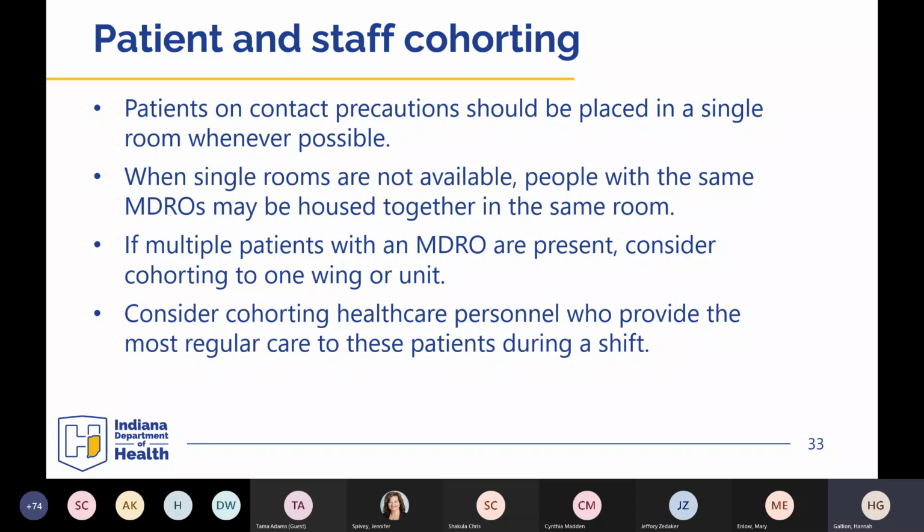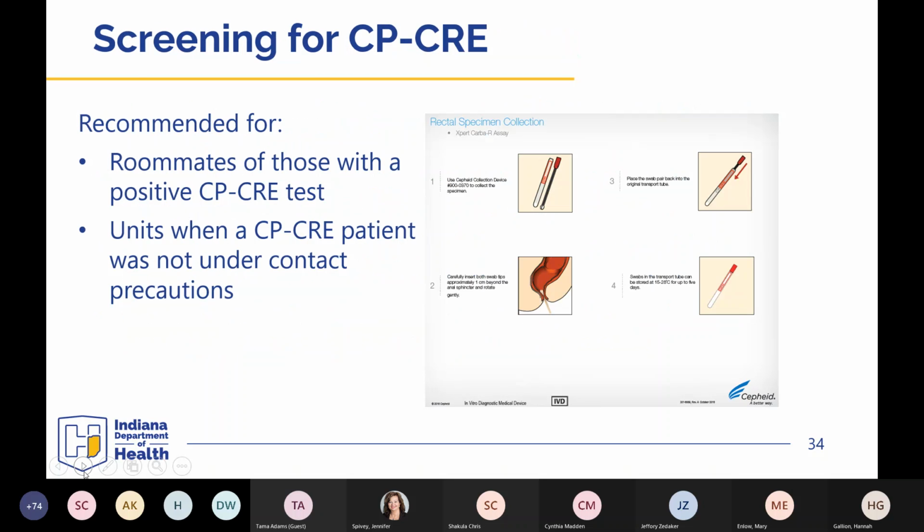With single rooms, you can also cohort within the unit by placing patients with similar MDROs near each other. This helps to limit the staff that are seeing each patient. As I have stated, some MDROs can colonize on the patient and can still be spread. Colonization can occur without the patient showing any symptoms. To stop the spread from colonized patients, it is best to know which patients are colonized and then place them under the correct contact precautions.